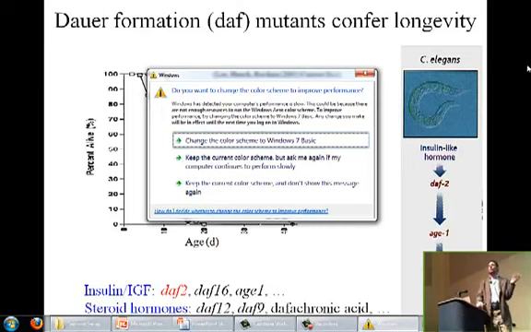But at the same time, also with dauer, it was recognized that there's hormonal pathways, steroid hormone pathways, that are controlling dauer.